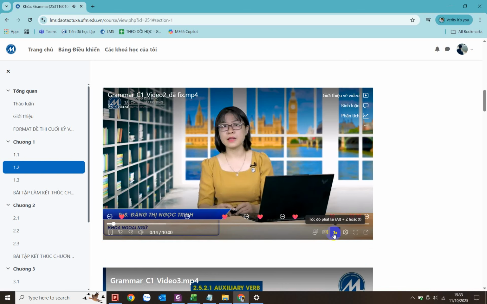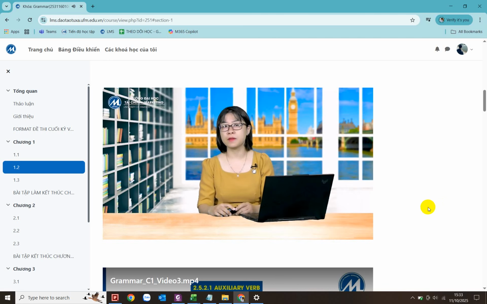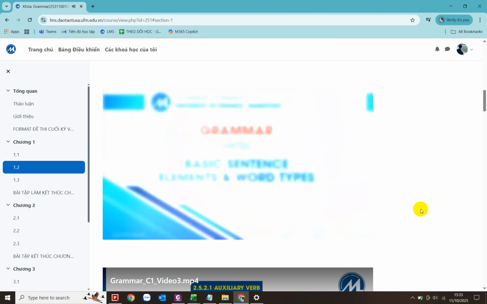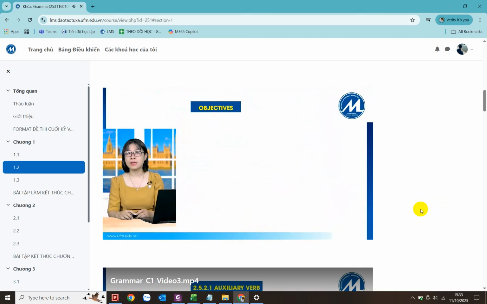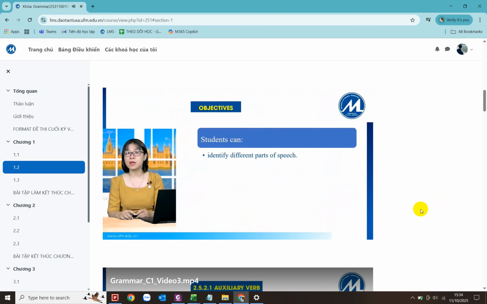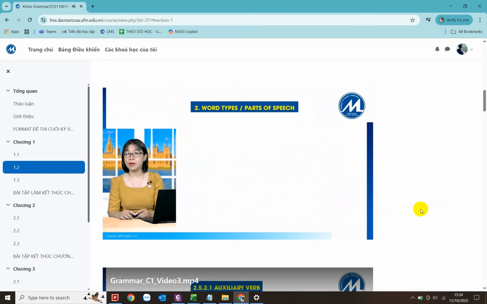This lesson today is going to cover the second content of Chapter 1, Word Types. After learning this lesson, you can identify different types of English words. English words are divided into 8 different word groups, so today we will learn the first 4 types, which are noun, pronoun, adjective, and adverb.